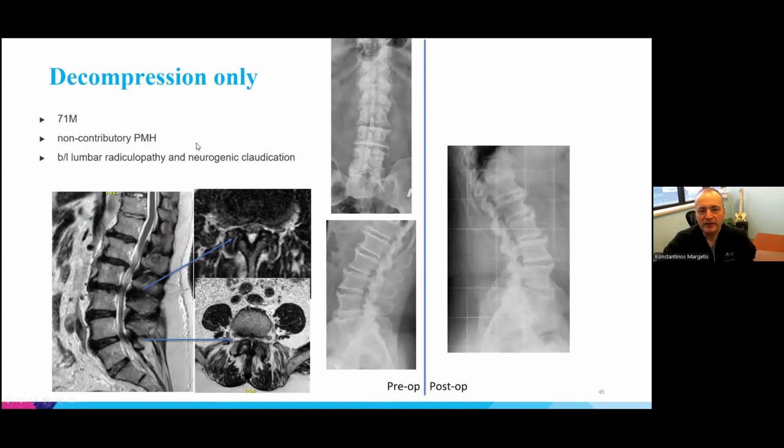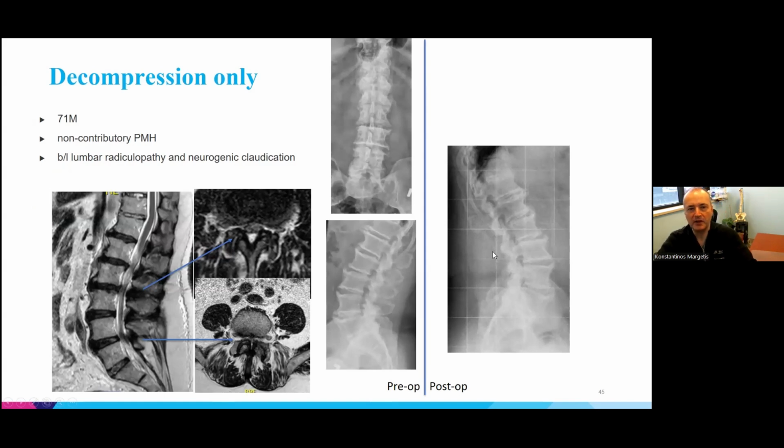Now I'll show you a case where we did a decompression only. So this is a patient with stenosis here and there, and we have standing x-rays that do not show any instability. And we did the laminectomy. You see here that the spinous processes are missing here. And what we cannot see on that x-ray is that the lamina is also missing because we removed it to decompress the nerves.